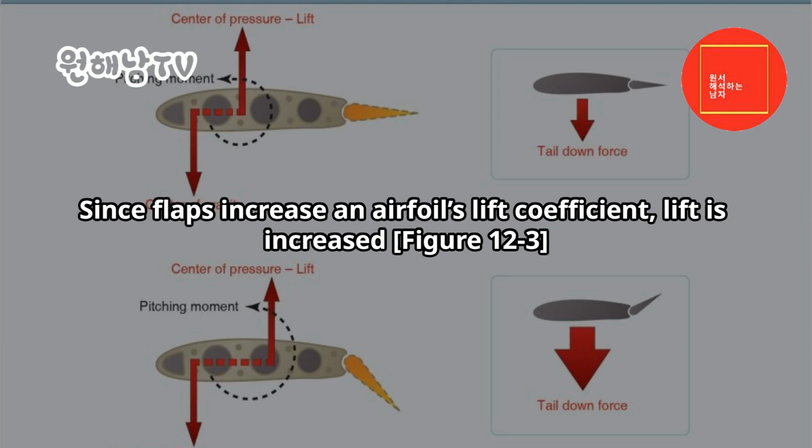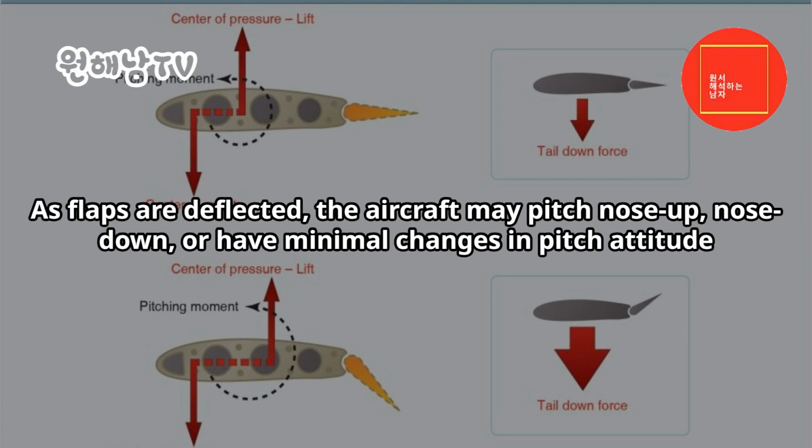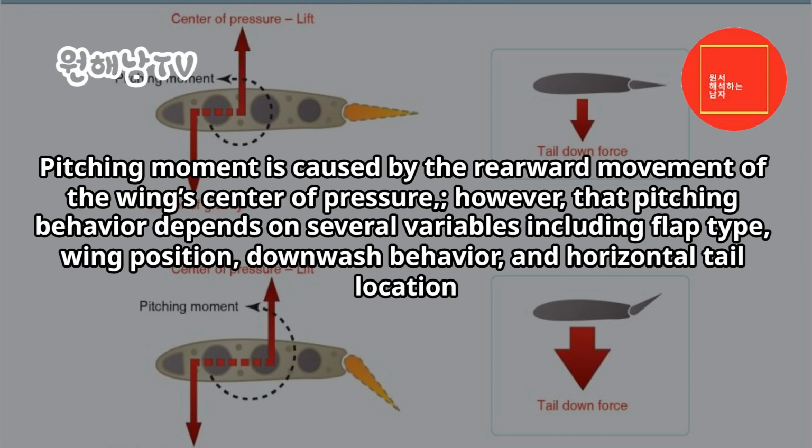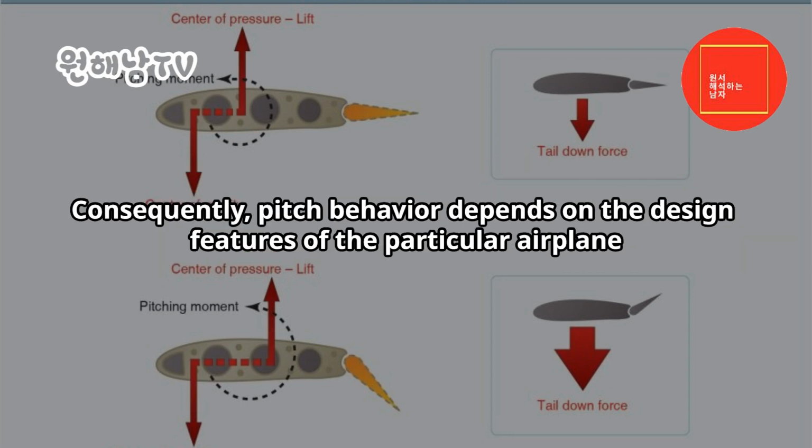Figure 12-3. As flaps are deflected, the aircraft may pitch nose up, nose down, or have minimal changes in pitch attitude. Pitching moment is caused by the rearward movement of the wing's center of pressure. However, that pitching behavior depends on several variables, including flap type, wing position, downwash behavior, and horizontal tail location. Consequently, pitch behavior depends on the design features of the particular airplane.